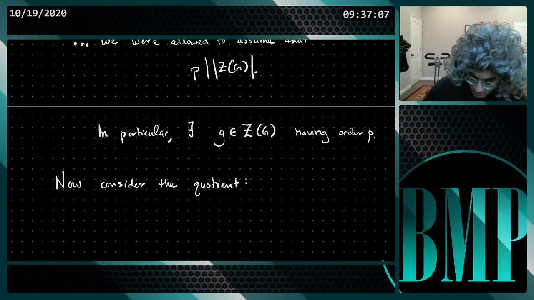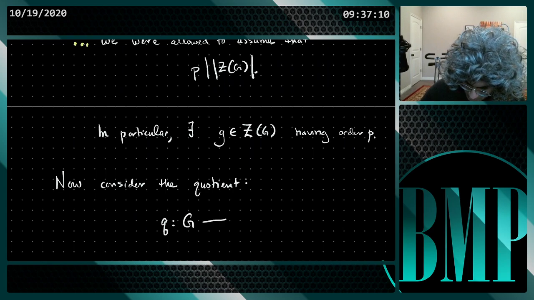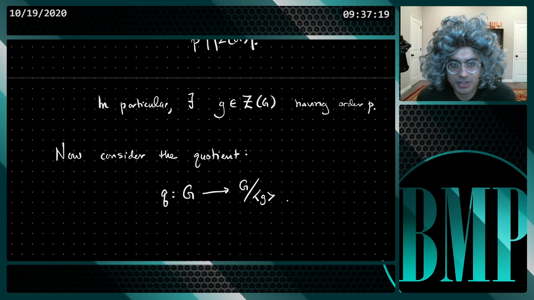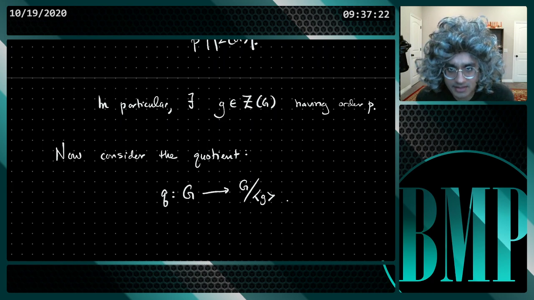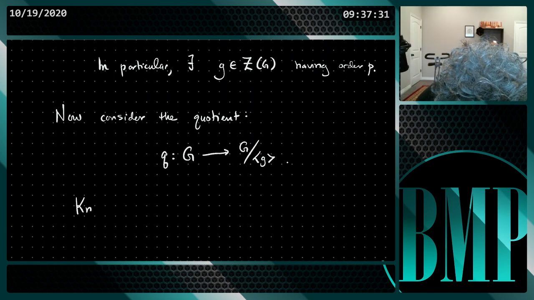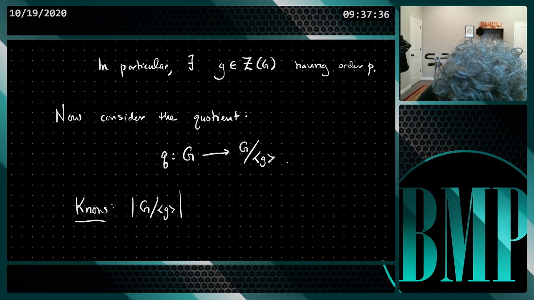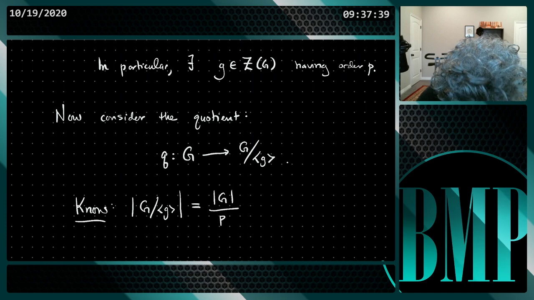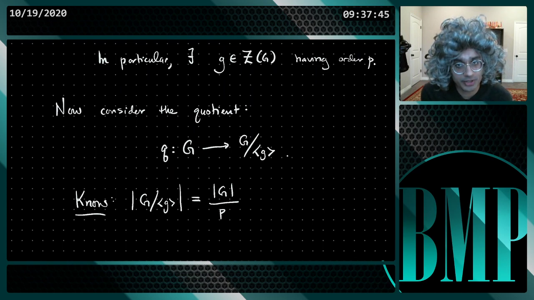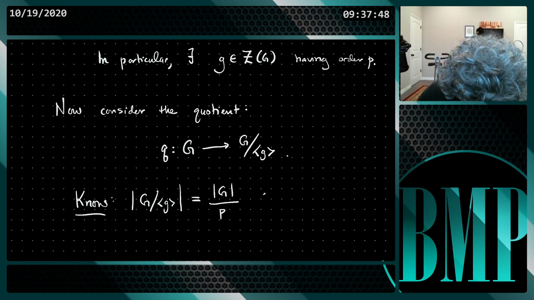Whenever I talk about a quotient, I usually think about the quotient homomorphism along with the quotient group. I recommend that. So it's a quotient map that sends an element to its left coset. Consider the quotient map. What do we know about the quotient group? Now, what we know is that the quotient group has order this, which is strictly smaller than G.